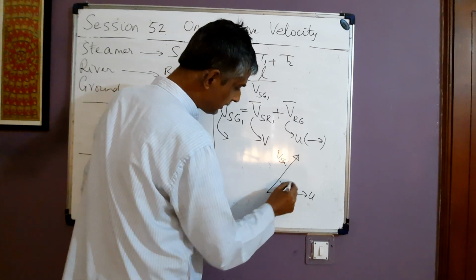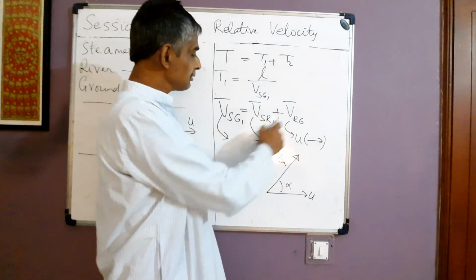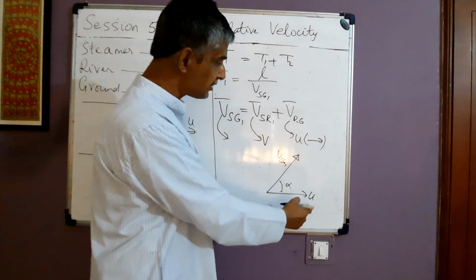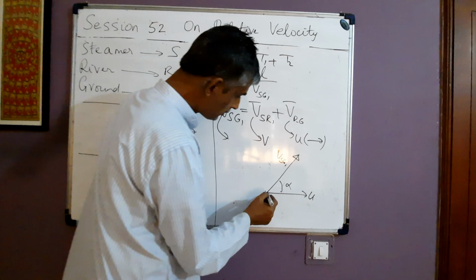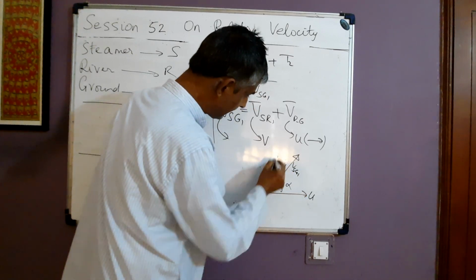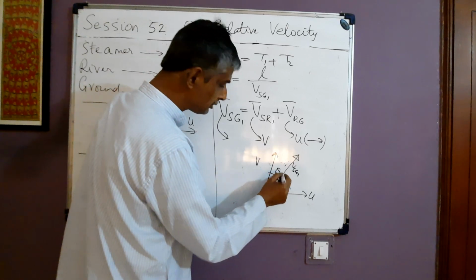VSG1, this is alpha. Now we have to draw the arrow for VSR1. The tail of VSR1 coincides with the tail of these two vectors, and it lies on the side of VSG1 not containing VRG, that is, on this side. So I will write it here as VSR, that is V. Let us assume this angle to be theta.